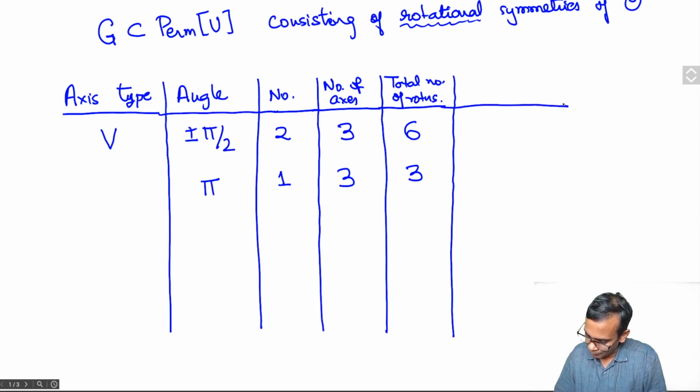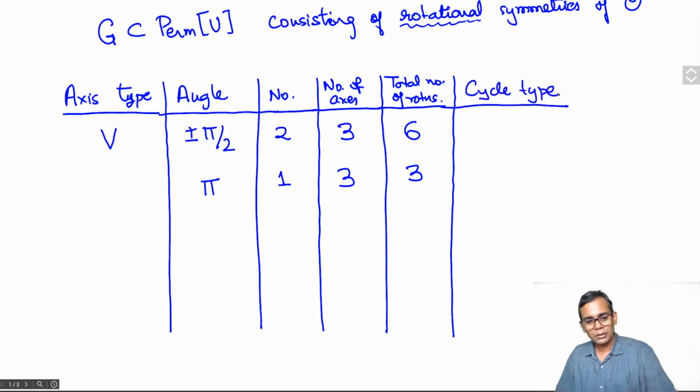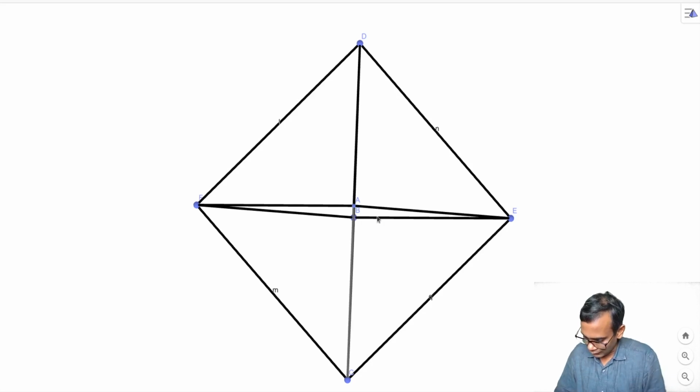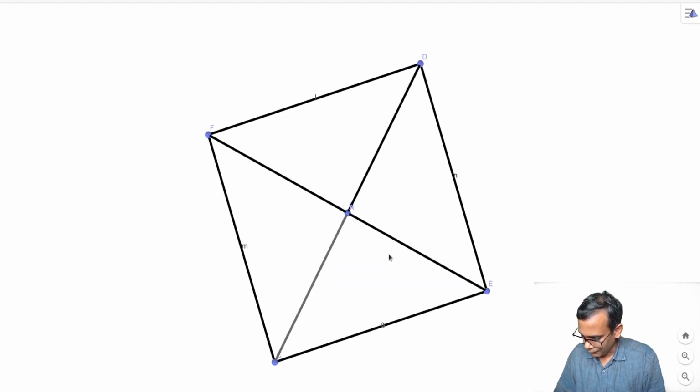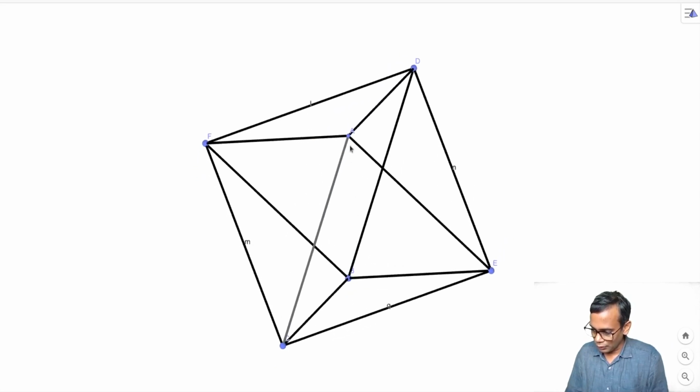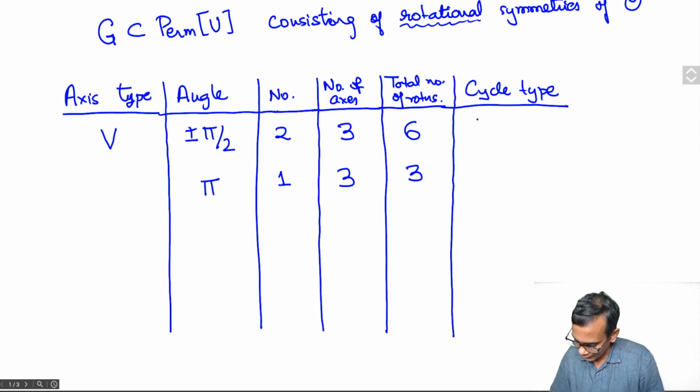Now let's consider the most important thing. What is the cycle type of this rotation when it acts on the vertices of the octahedron? For this, let's go back to our model of the octahedron. If I look at it from the top of this axis and rotate it by plus 90 degrees or minus 90 degrees, then the north pole and south pole of this rotation are fixed, but the other points form a cycle of size 4. So here the cycle type is 4, 1, 1.